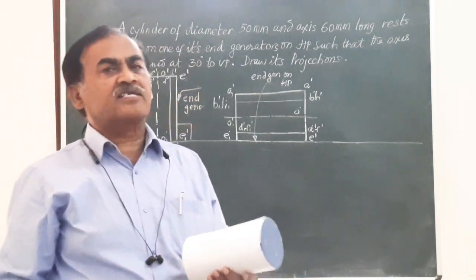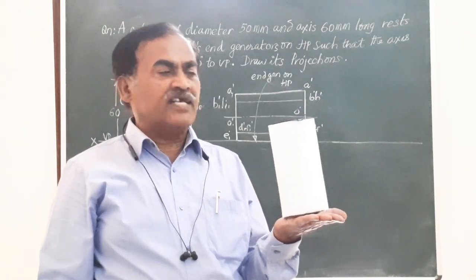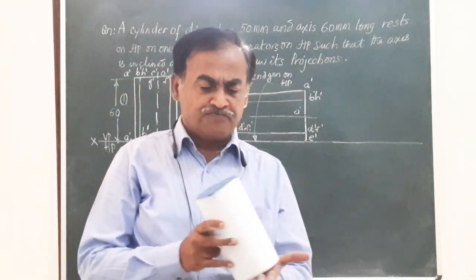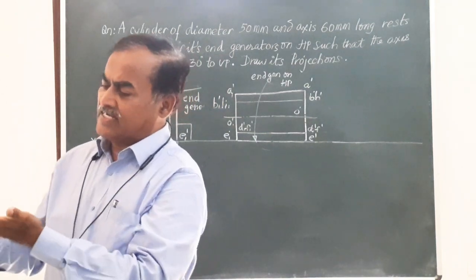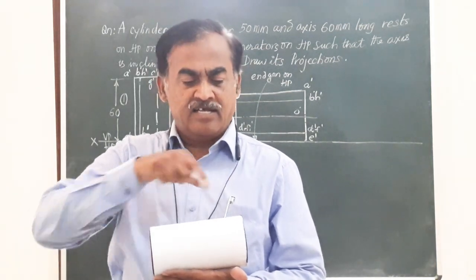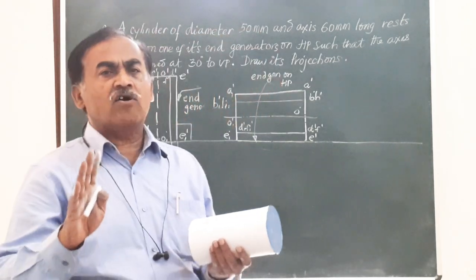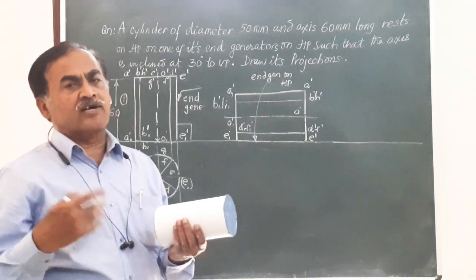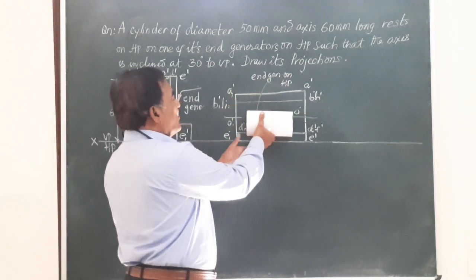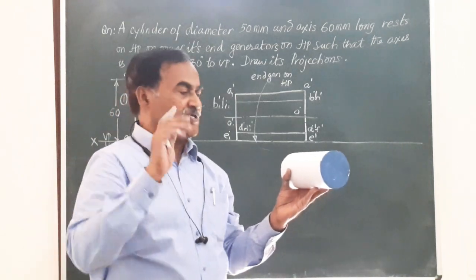Before I write this top view, I would like to give some more information about this cylinder. Friends, remember, whenever the cylinder is placed on HP, initially the top view is a circle and the front view is a rectangle. Whenever it is made to rest on one of the end generators on HP, you can see very well the front view is a rectangle and the top view is a rectangle. So you can have it as a generalized statement that whenever a cylinder rests on HP on one of the end generators, it is seen as a rectangle in the top view and as a rectangle in the front view, and the axis is always parallel to HP.